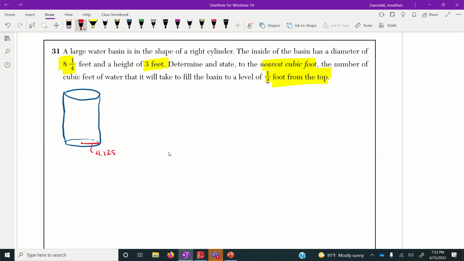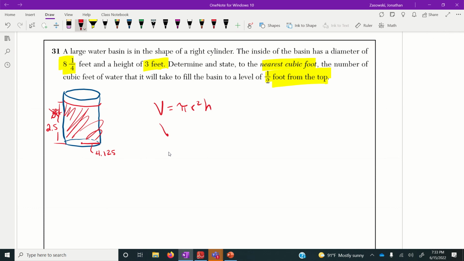That's my radius. The height is 3 feet. But remember, we're only filling the water to a level that is half a foot from the top. So the water is going to be filled up to here. So technically the height's not 3, it's 2.5 feet from there down. Okay? So the volume is equal to pi r squared h.